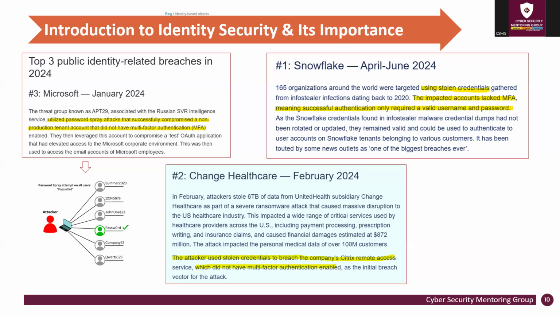The number one data breach is that 165 organizations around the world were targeted using stolen credentials gathered from stealer infections dating back to 2020. Maybe it's COVID. The impacted accounts lacked MFA, meaning successful authentication only required a valid username and password. And again, a password is no more the showstopper.